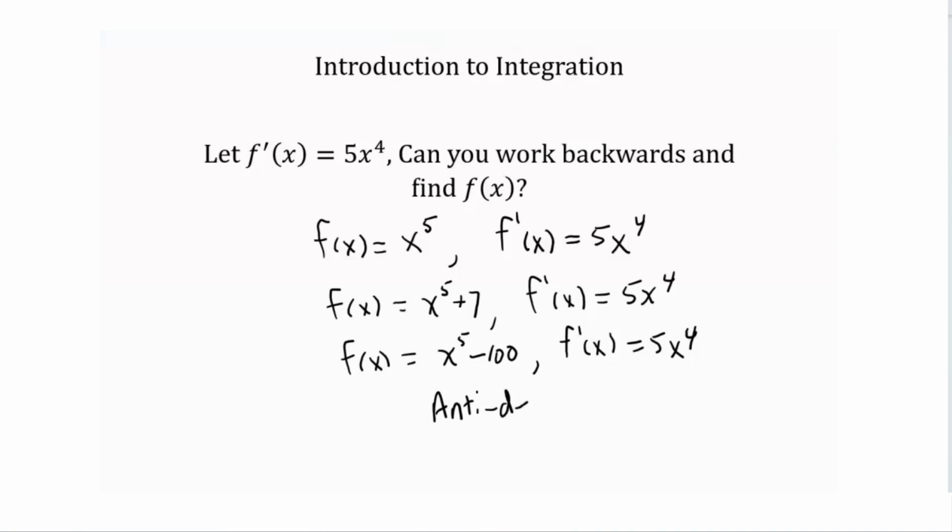The antiderivative. So we're working backwards from the derivative and getting the family of functions. Okay, so this is a family of functions. So there's more than one answer with this. And what we'll do is we'll show you with the symbol and we'll show you some formulas in our next examples.